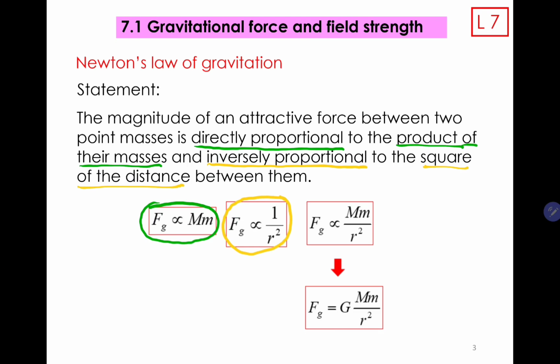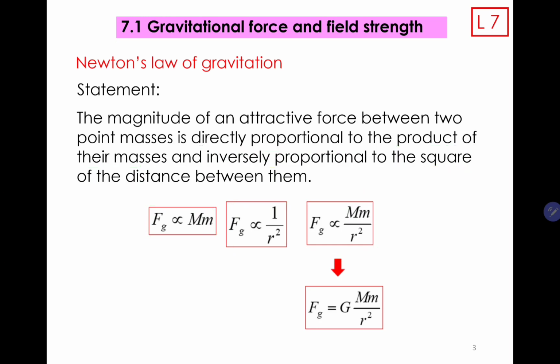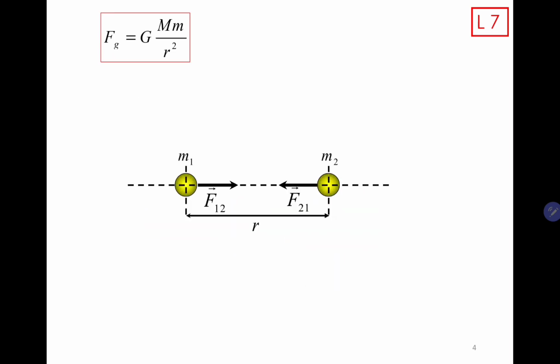So by having these two factors, we just combine them and you will get this. The force now is directly proportional to Mm over r squared. Again, directly proportional to the product of masses and inversely proportional to the square of the distance. So mathematically, you will get the equation Fg equals GMm over r squared. Okay, so what is that actually? Let's continue with the equation.